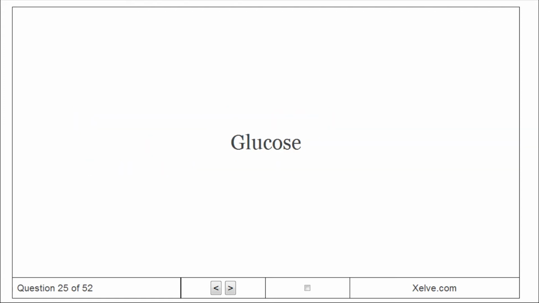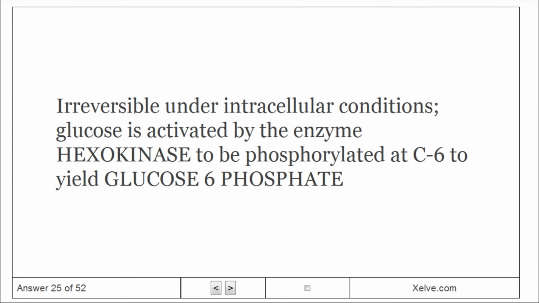Glucose. Irreversible under intracellular conditions, glucose is activated by the enzyme hexokinase to be phosphorylated at C6 to yield glucose 6-phosphate.